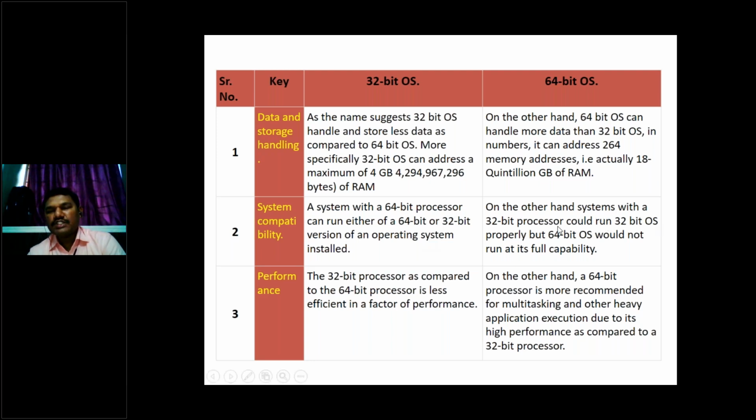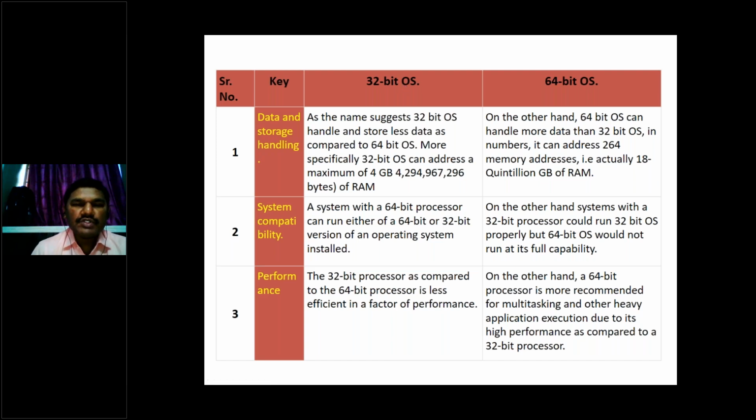On the other hand, a system with a 32-bit processor can run a 32-bit OS properly, but a 64-bit OS would not run with full compatibility. Right, so performance will be a little bit reduced. So that's why we should take care of this while choosing the processor.